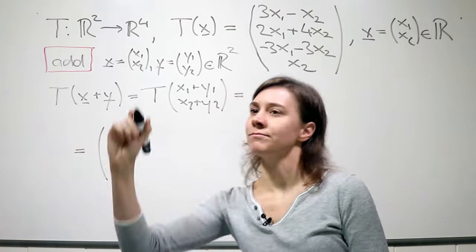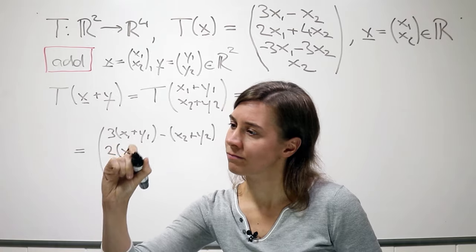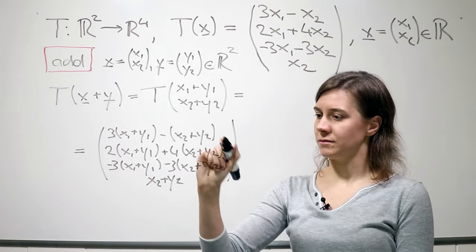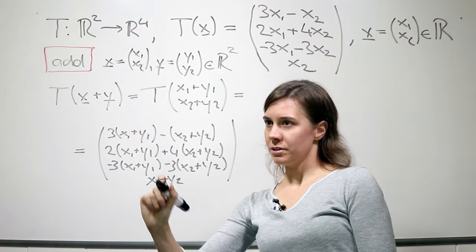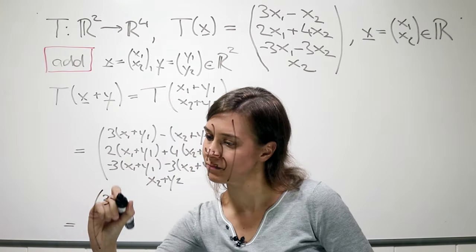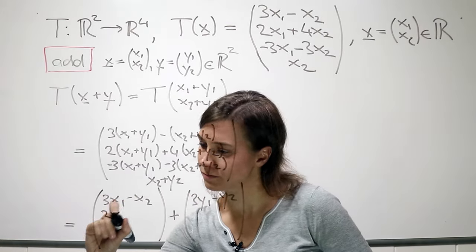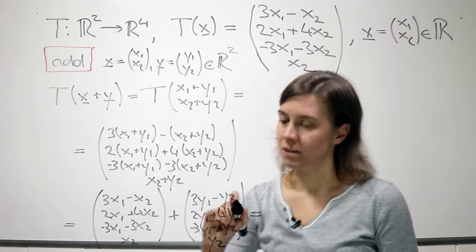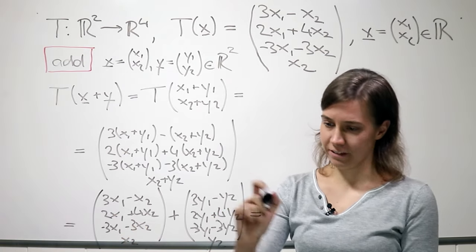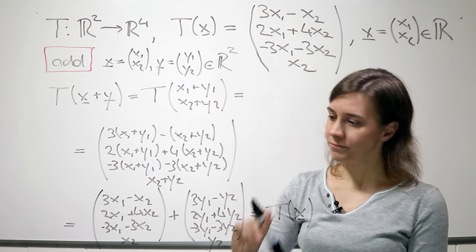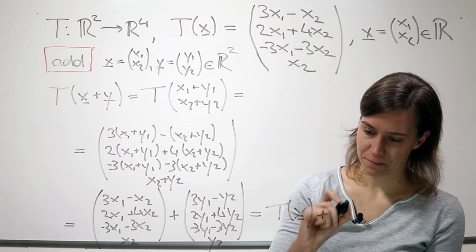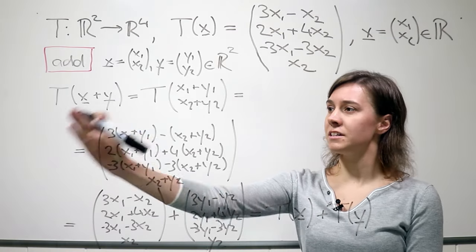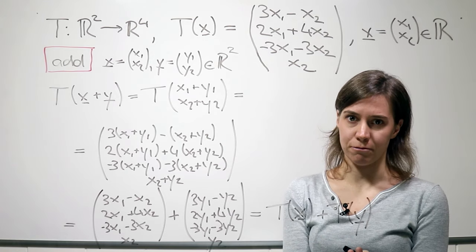So we get, okay, let's compute what this gives. So we see here that this first vector is just T of x. And the second vector is just T of y. And this means that the addition condition is satisfied. We get T of x plus y is equal to T of x plus T of y.